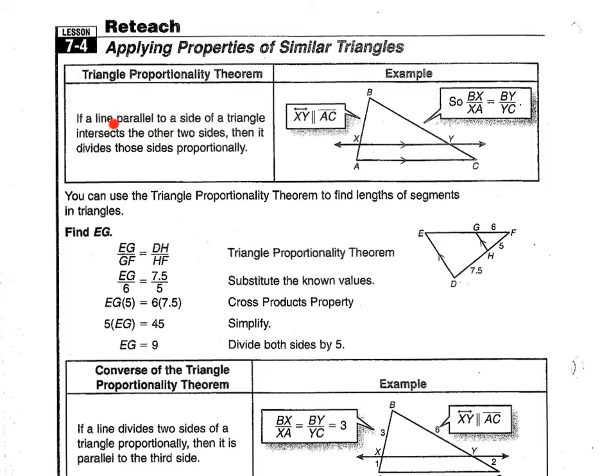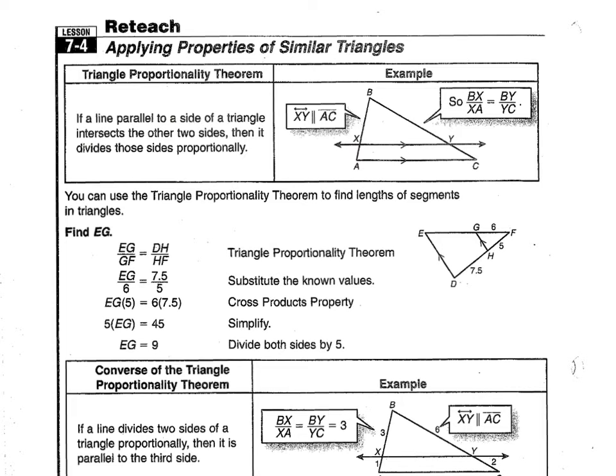For example, here it says if a line parallel to the side of a triangle intersects the other two sides, we're talking about this one here, the line XY, then it divides those sides proportionally, which means that the segment BX over XA would be equal to BY over YC. But what we need to make sure we have is that XY is parallel to AC. Then we can say that the pieces are proportional.